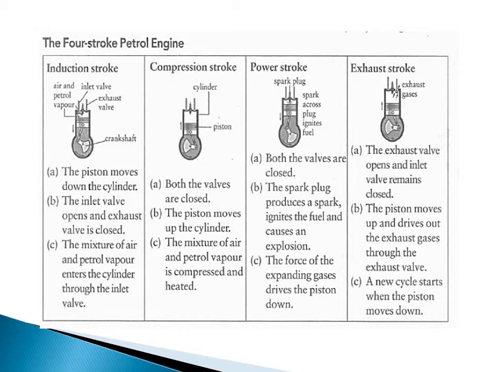The fourth one is the exhaust stroke. So you can see here the exhaust valve will be open to allow the exhaust gas out from the cylinder. Now the exhaust valve is open and the inlet valve remains closed. The piston moves up and drives out the exhaust gases through the exhaust valve. When the exhaust gases move out, that means the pressure inside the cylinder is much lower. That's why the piston moves up. Okay, the new cycle starts when the piston moves down.